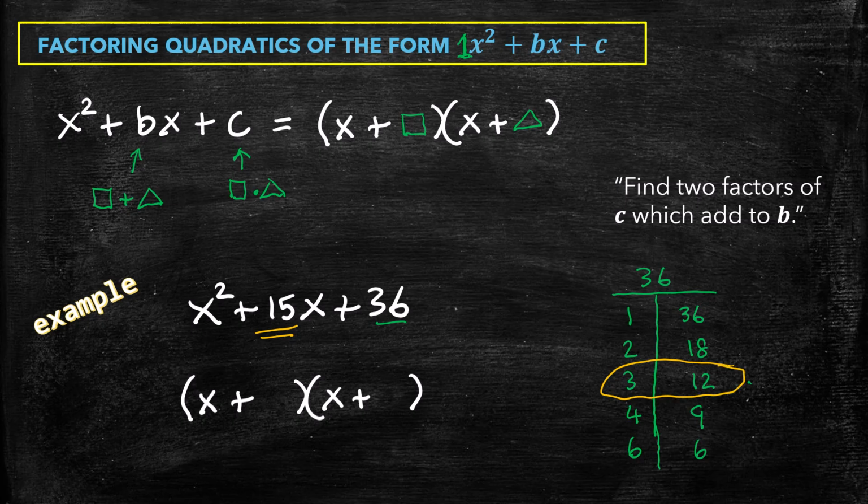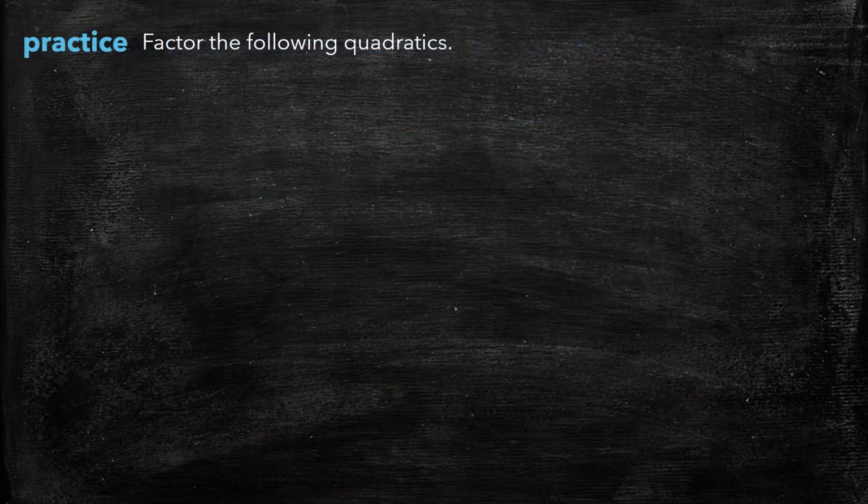So if we put in here, let's put it in red just to make it stand out, x plus 3, x plus 12. We think that's correct. As a quick check, it's always good to check the outer and inner terms. So 12x for the outer terms, 3x for the inner terms, that makes 15x, and we're done. So let's practice using this technique to factor some trinomials.